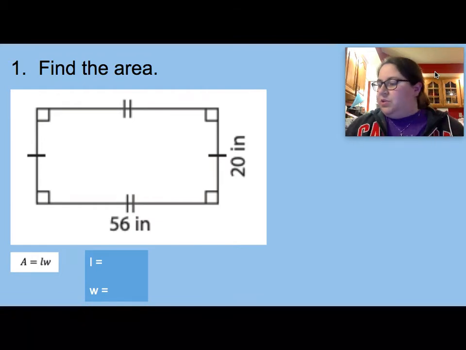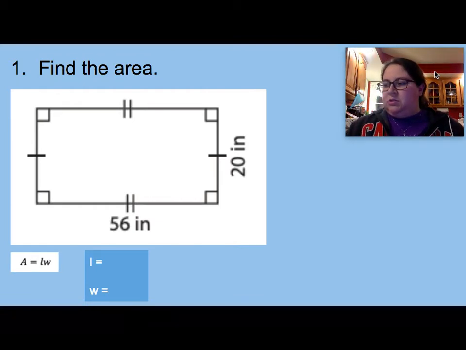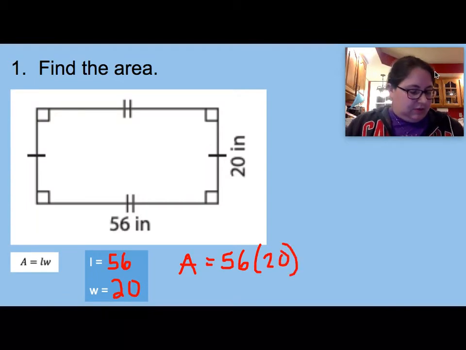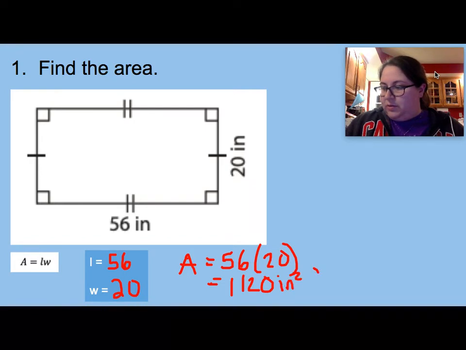Okay. So when we're working on this shape, the first thing you're going to want to recognize is that it's a rectangle. As soon as you know it's a rectangle, you can mark down your dimensions. It doesn't matter which is which. You've got 56 and you've got 20. To find the area of them, you're just going to multiply 56 times 20. When you take 56 times 20, you end up with 1,120 inches square. Okay?